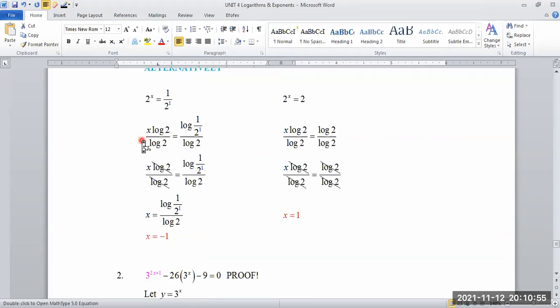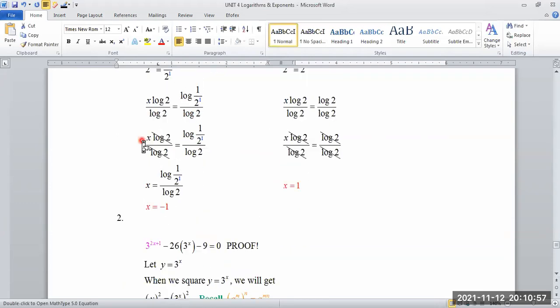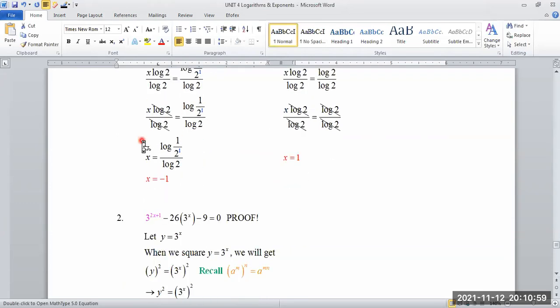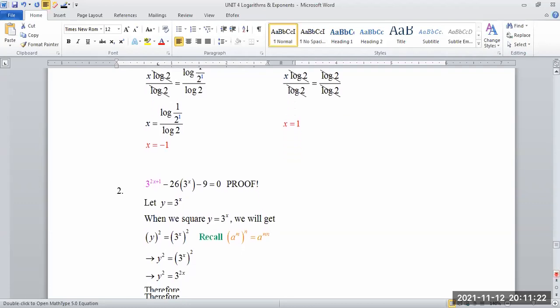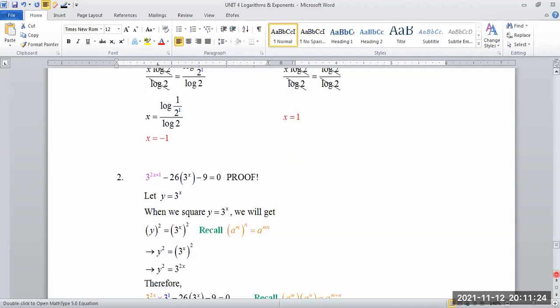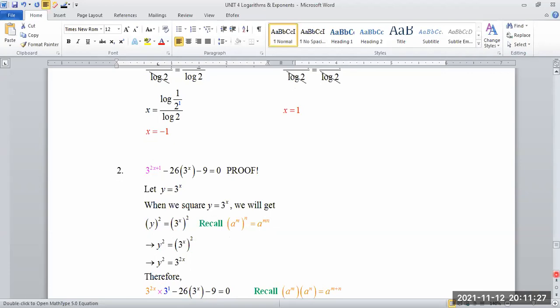All right, let me start it off for you. For 3 to the 2x plus 1, we're going to let y be equal to 3 to the x. When we square y equals 3 to the x, we get y squared equals 3 to the 2x. And I'm stopping right there, and then you can do the rest.